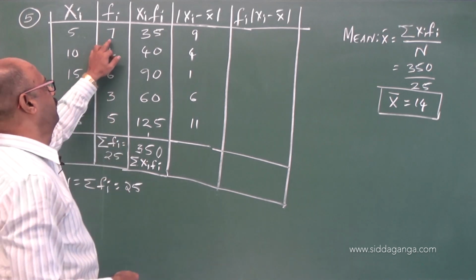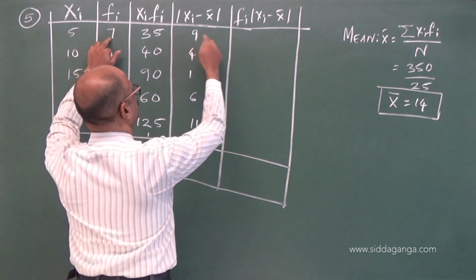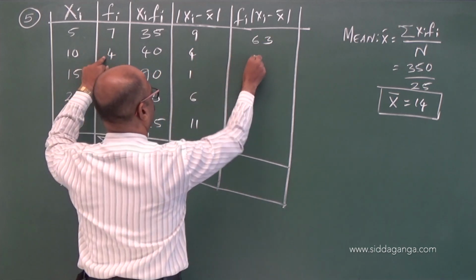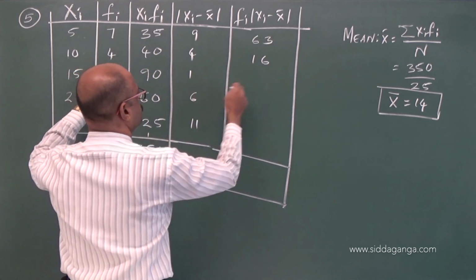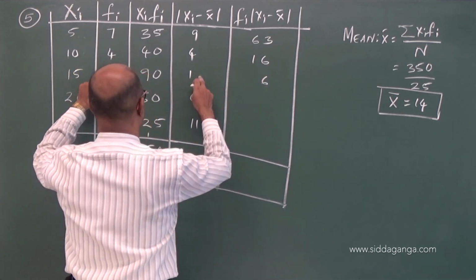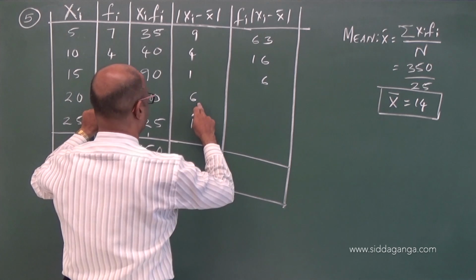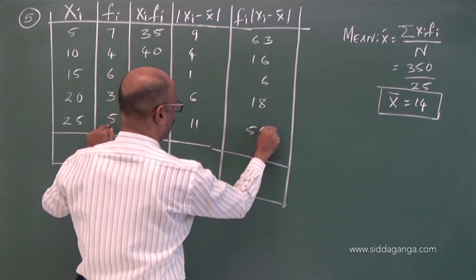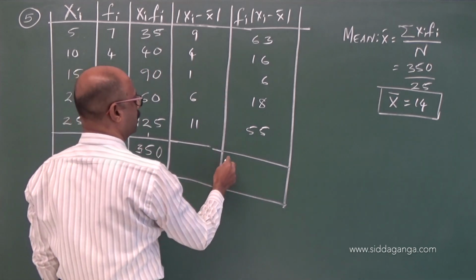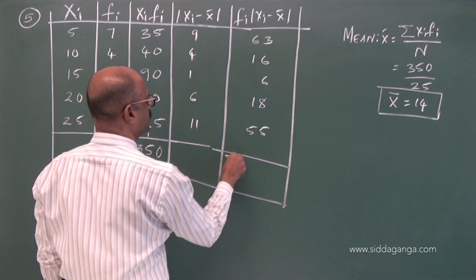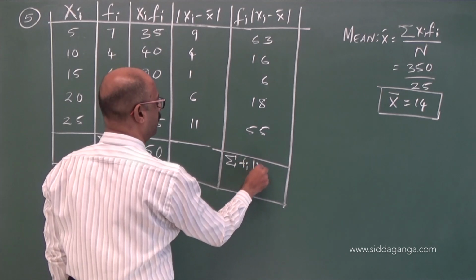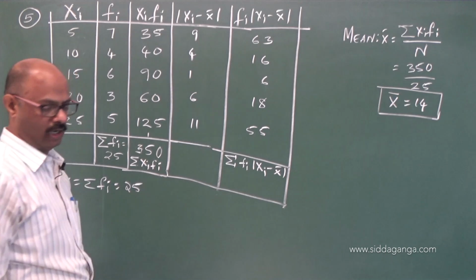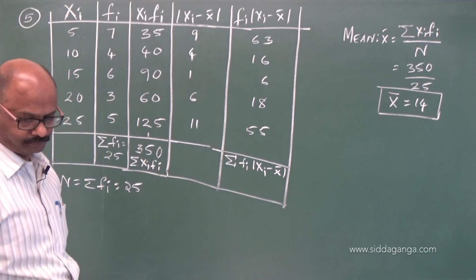So how to multiply: 9 into 7, you will get 63. 4 into 4, you will get 16. 6 into 1, you will get 6. 3 into 6, you will get 18. 11 into 5, you will get 55. Add all these, addition we call it as sigma summation fi into modulus of xi minus x bar.